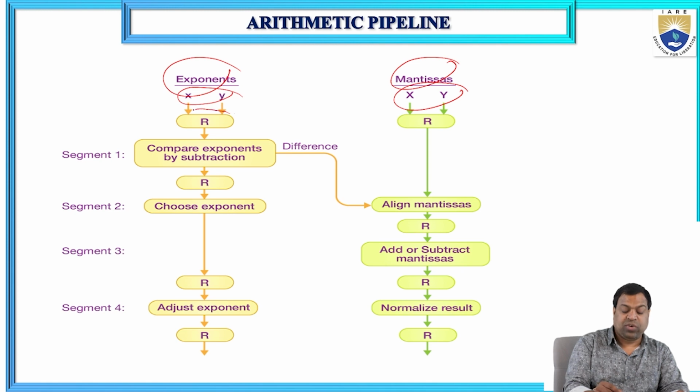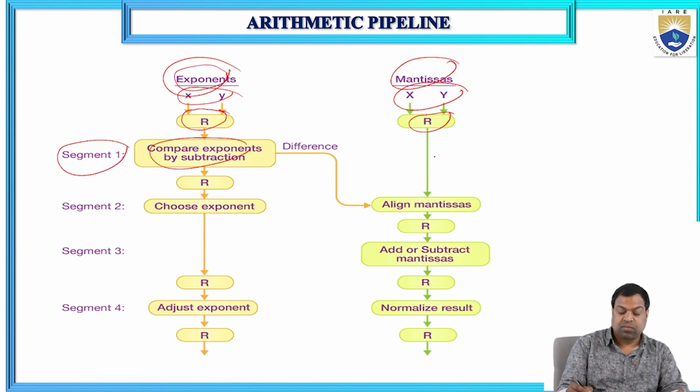So we are comparing the exponent. Definitely we need one register. We have two mantissas. Definitely we need one register to compare, and comparing the exponents by subtraction is in segment 1. So segment 1 is happening, compare the exponents. So is there any difference? We are aligning the mantissa. If there is no difference, we are not aligning, and the result should be stored in R, and in segment 2 choose the exponent.